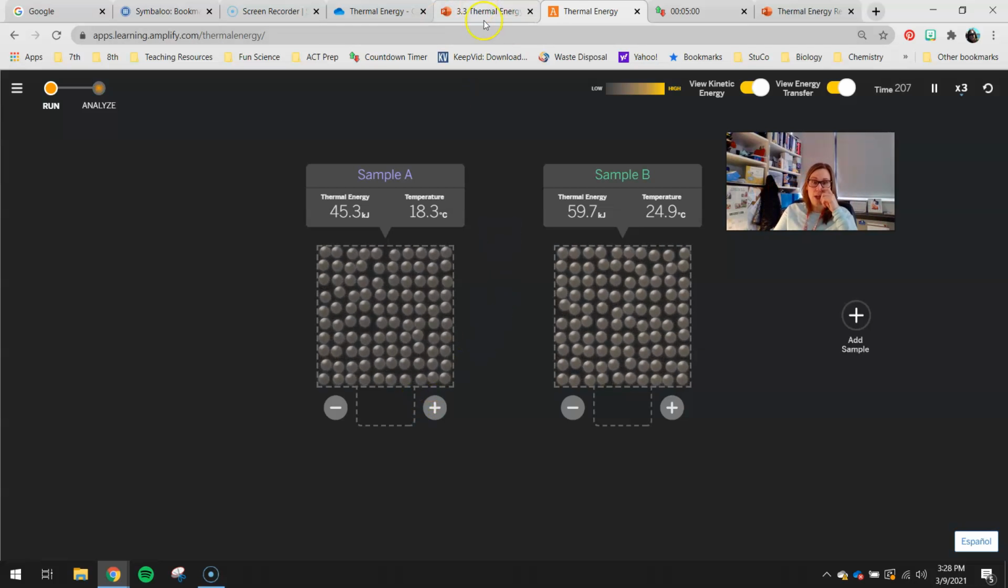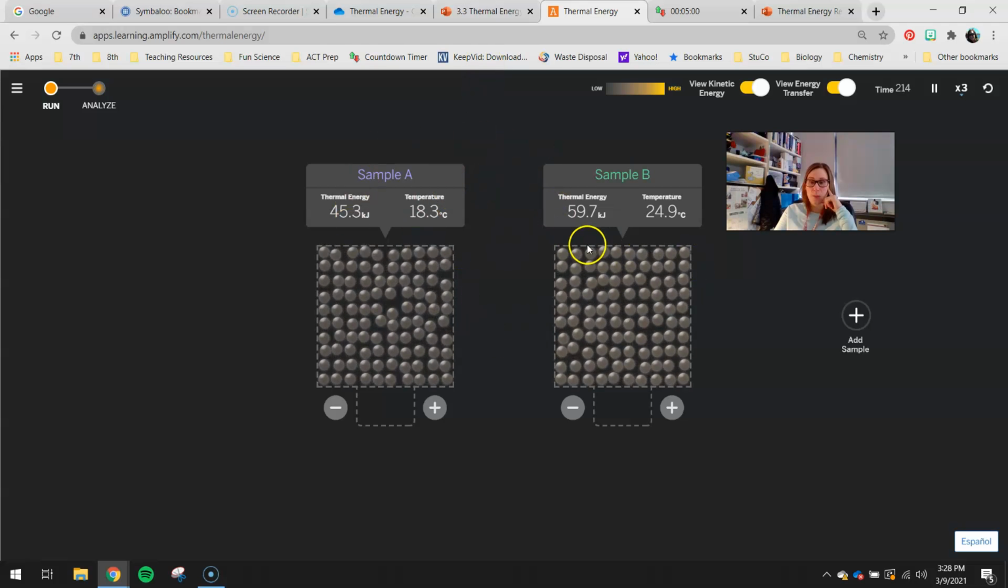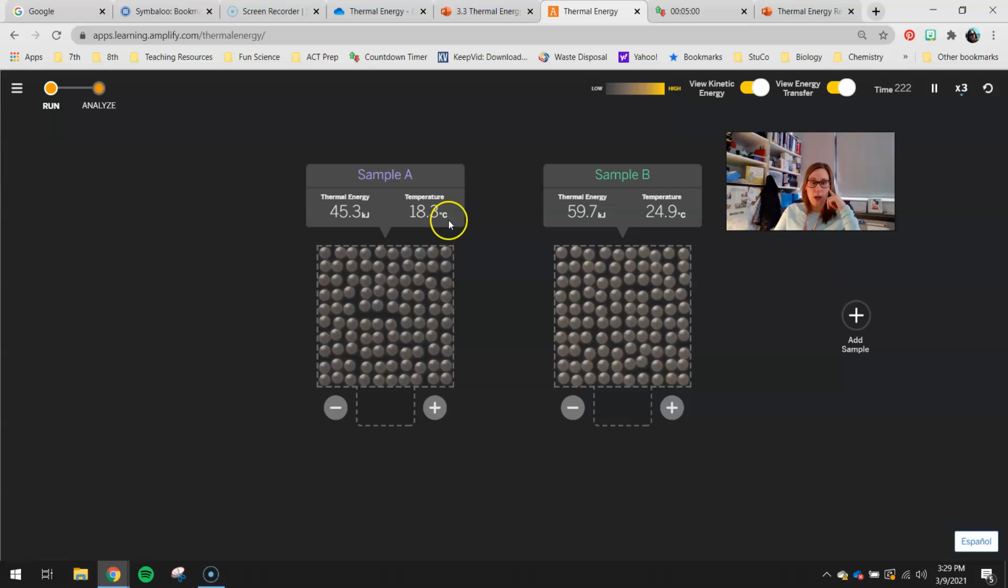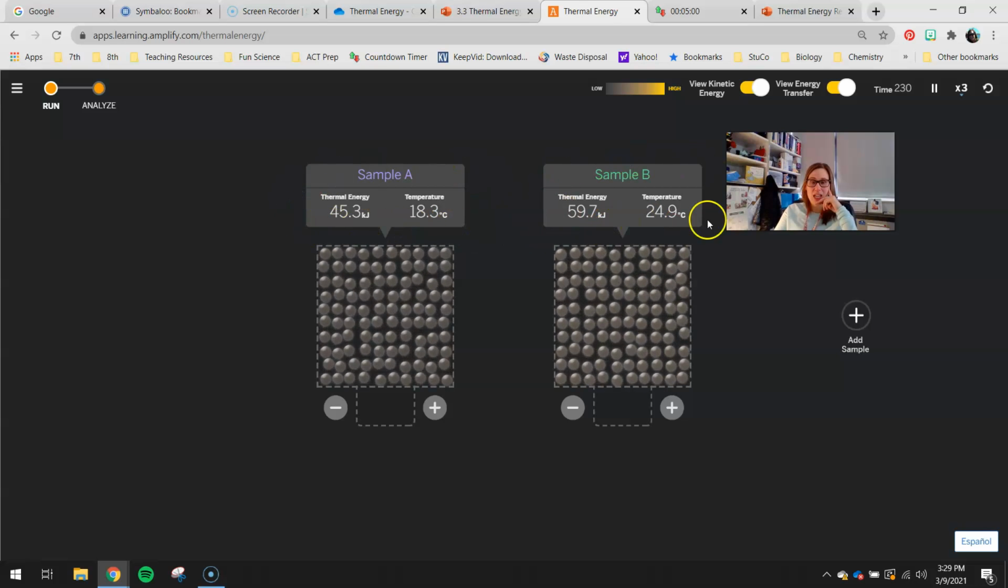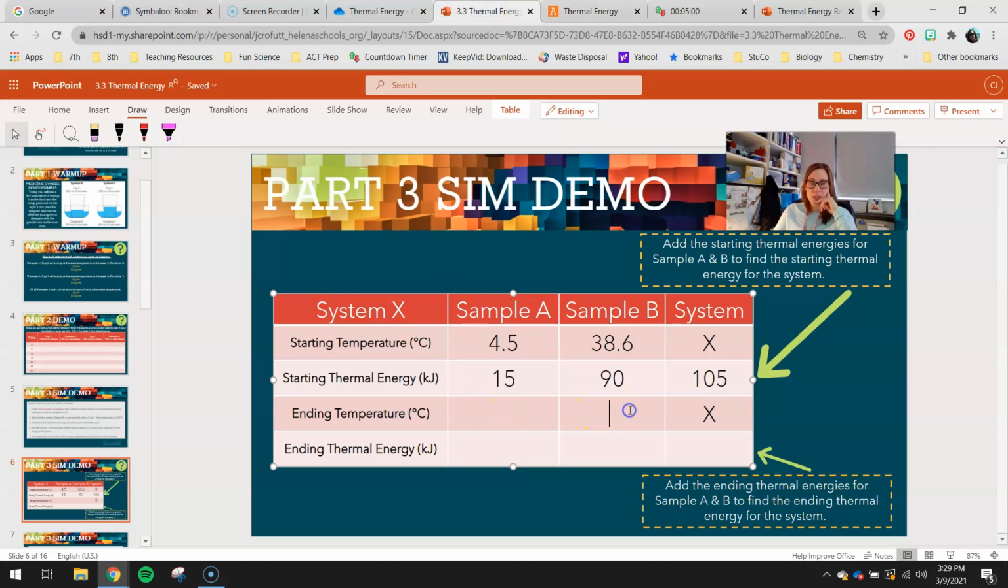So go ahead, after you've pushed those together and they've reached equilibrium and that yellow arrow disappears, and record your final thermal energy and your final temperature. Because it is at equilibrium, you should see that sample A and sample B have the same temperature. So these two right here should be the same number. Thermal energy, not necessarily the case. You'll see that it's not always going to be the case, but this option might be. And then again, for the final thermal energy for the system, add up this one and this one, and that's going to be your final thermal energy.